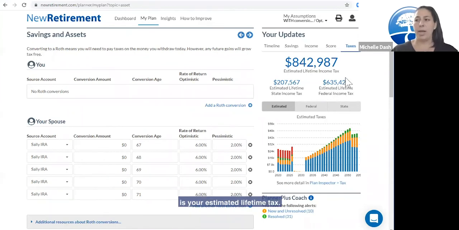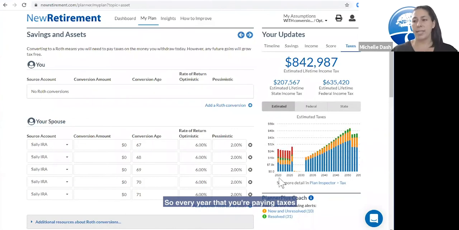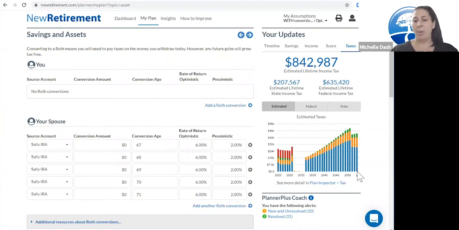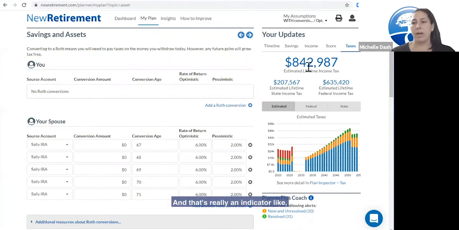And then the other thing I want to point out is your estimated lifetime tax. So up here, this is actually the aggregate of all of these years of tax liability. So every year that you're paying taxes, in this case from 60 to 92 for Joe and 95 for Sally, we're adding up the liability for all these years and showing it here, and then further breaking it down with federal and state. But this is an important value because we're going to see this change over time as we start to model conversions. And that's really an indicator: does this make sense? Am I saving money by doing this conversion, or am I increasing my estimated lifetime tax liability? So I'm just going to start by putting in different amounts. We're going to see this reflected in the chart, but we'll start with $100,000 per year.